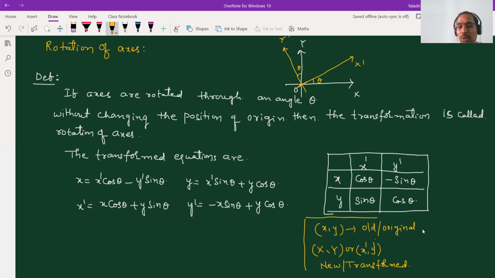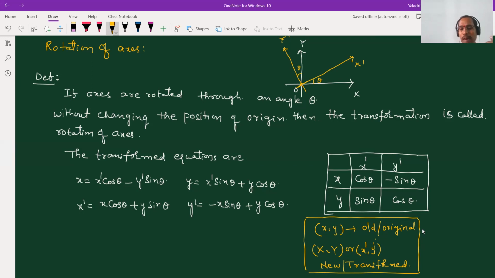Right? This is the important one: to write the equation of a given curve. Now, let us suppose small x, small y is the old or original coordinates, and capital X, capital Y, or x dash, y dash. Why am I writing like this? In some textbooks or reference books, some authors write it as capital X, capital Y, and some write it as x dash, y dash. So without confusion, we should take care of this.